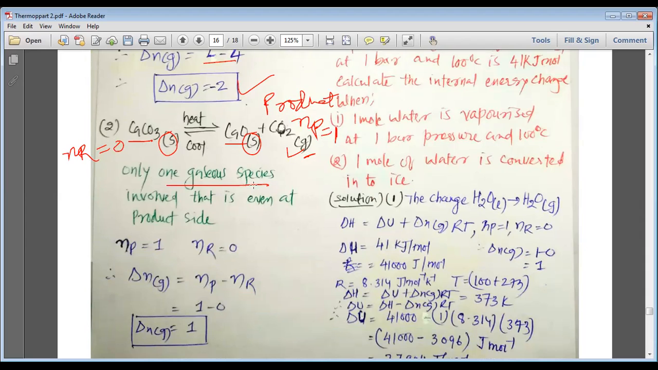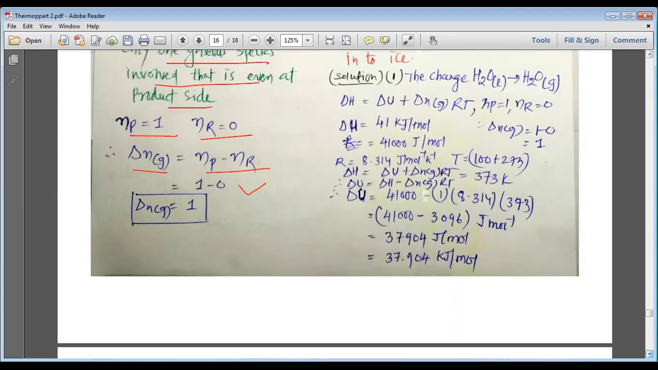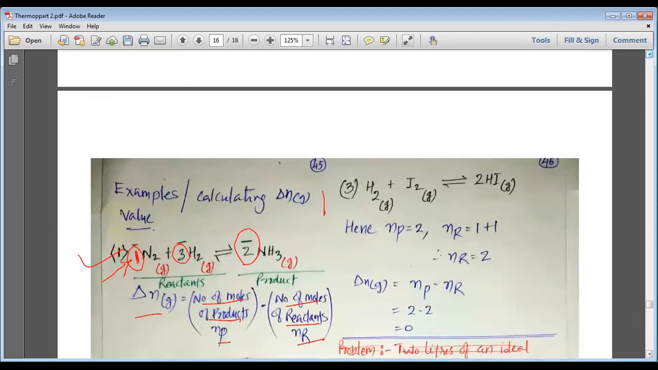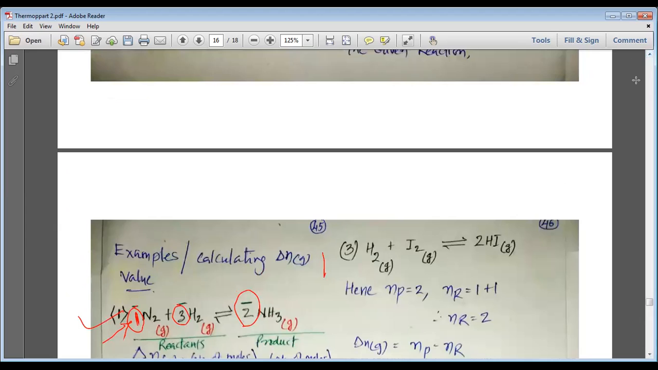So only one gaseous species is involved in this reaction, and that is at the product side, and that is why your NP is equal to 1 and NR is equal to 0. We are well aware that delta N gas is equal to NP minus NR, that is 1 minus 0, and that is equal to delta N gas is equal to 1 for this particular reaction, which is the decomposition of calcium carbonate. Let us understand the calculation of delta N gas for the third kind of reaction.